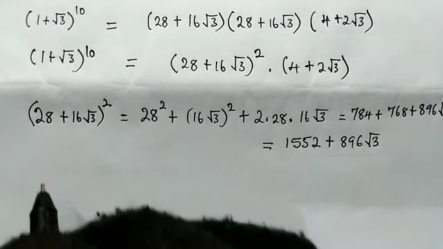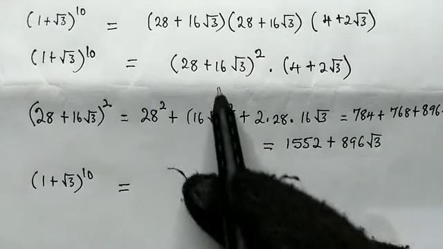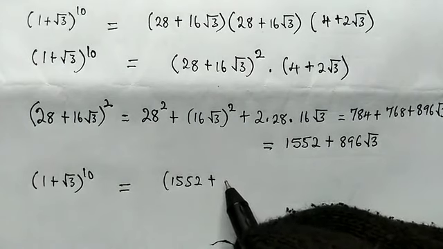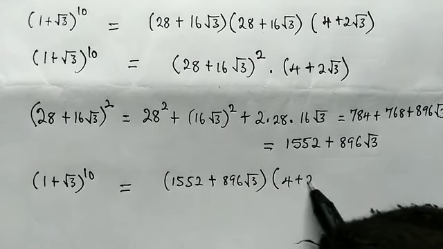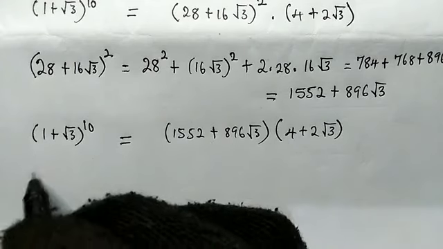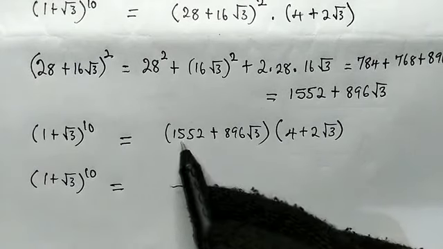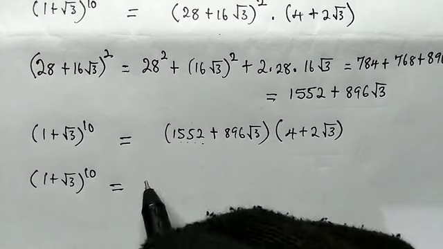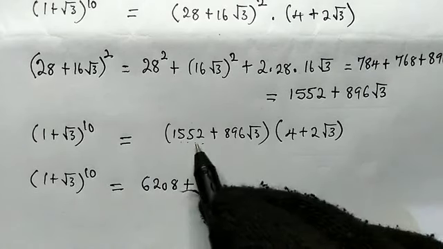Okay, now our new equation will become that 1 plus root of 3 to the power of 10 will be equal to the square of this is this, which is 1552 plus 896 root 3, then multiplied by 4 plus 2 root 3. So from here, we're going to expand this. So we get 1 plus root of 3 to the power of 10. This will be equal to 1552 times 4 from here. That will give us 6208. Then plus 1552.